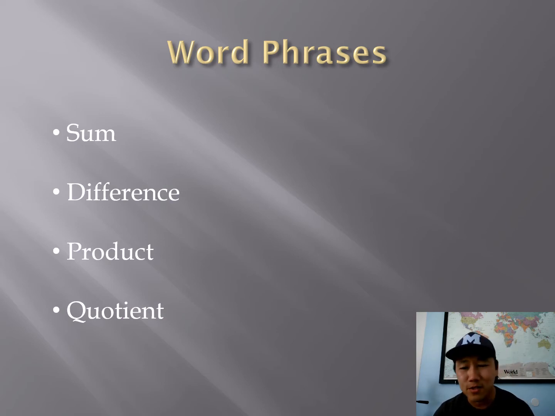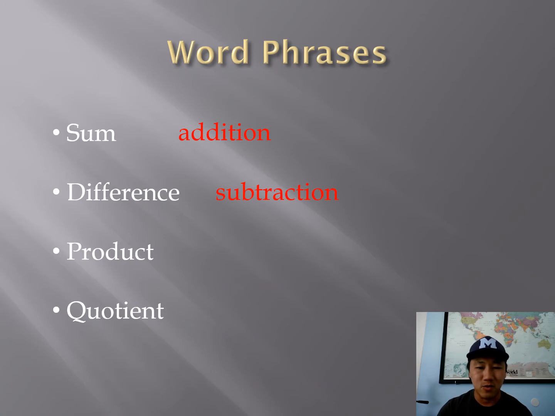Alright, obviously most of you guys know that the sum just means you're going to add some things. The difference is going to be subtraction. And the product is obviously multiplication. But a lot of times people forget what the quotient means. So the quotient is when you divide, obviously. Alright?